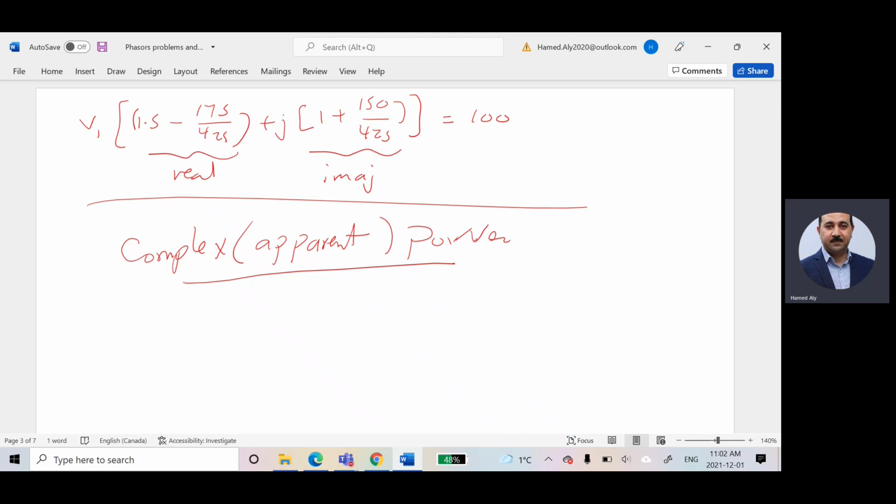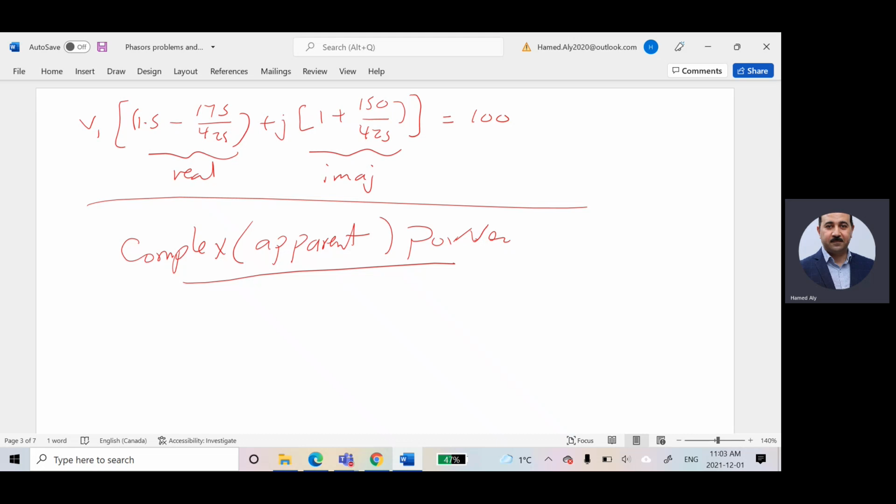Right now, I'm seeing jX for the inductor, or negative jX for the capacitor. So we are expecting another power coming from the inductor or the capacitor. Am I right? Is this power real power or imaginary power? It's imaginary because it's coming from jX or negative jX. That's why the power that we have already used before, we are calling real power, active power. But the power coming from the inductor or the capacitor is called the imaginary part of the power.